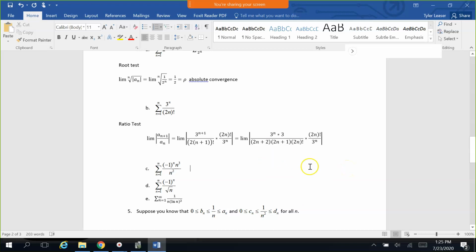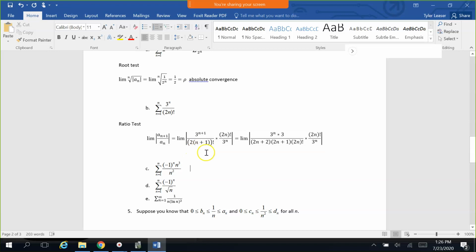All right, so I'll re-explain this. What we did is that the 3 to the n plus 1 I rewrote as 3 to the n times 3, that's using the product rule of exponents. We distributed the 2 into the parentheses here, that's going to be 2n plus 2 factorial. A factorial is just that number times the next number down, times the next number down, all the way down to 1.